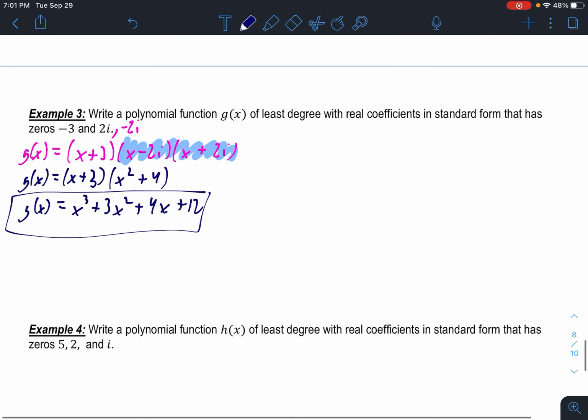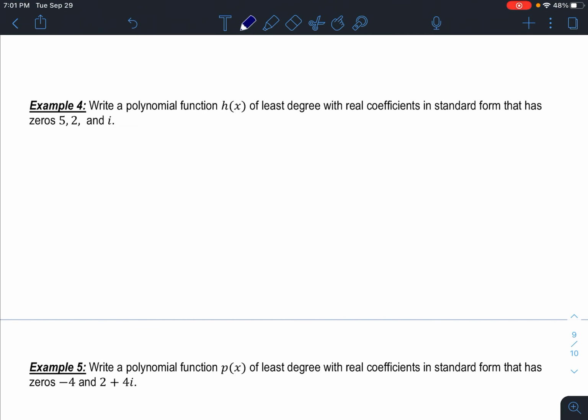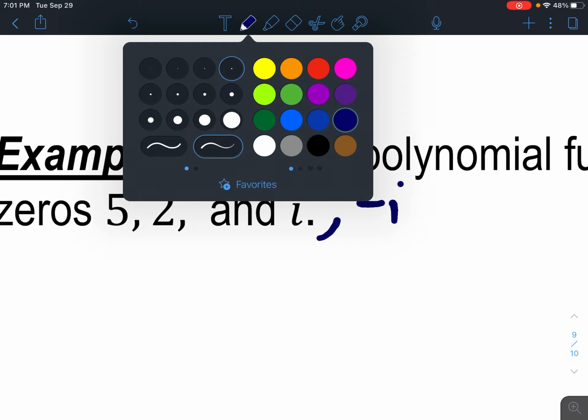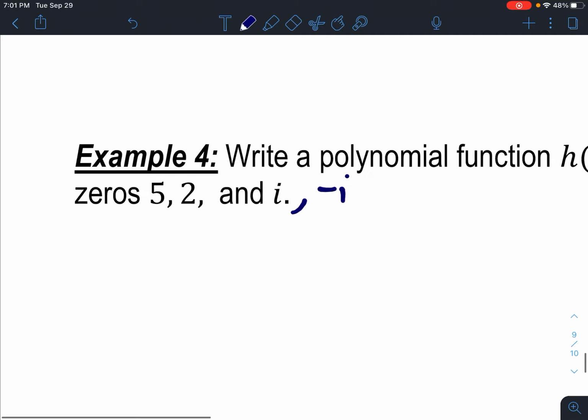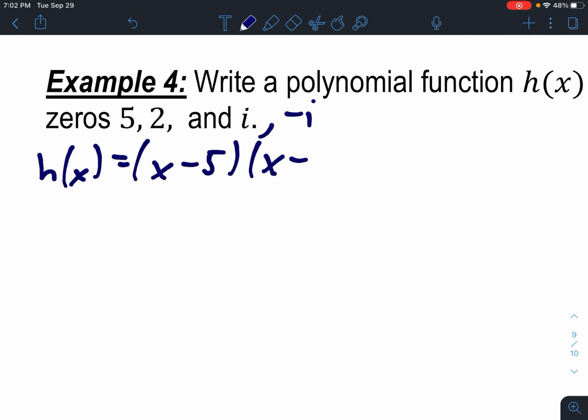All right, example 4 tells us 3 answers, but it actually tells us a 4th answer as well. The opposite of i would be negative i. So let's write out our function h of x. x minus 5, x minus 2, x minus i, and x minus negative i, or x plus i.